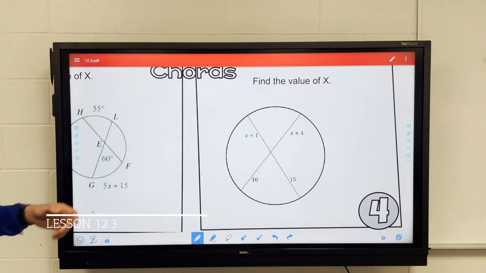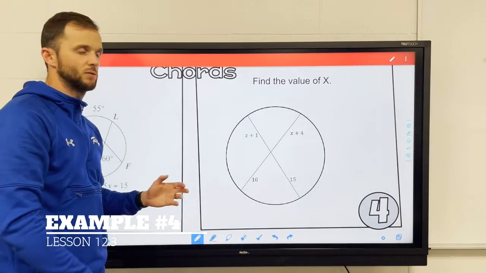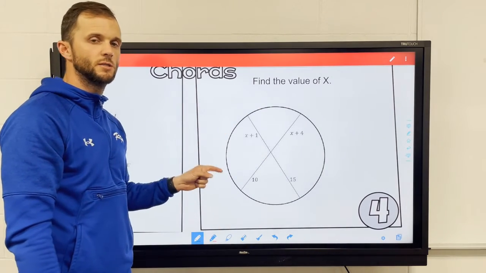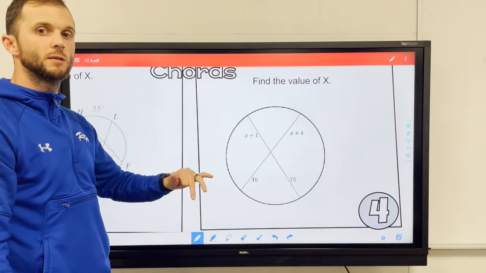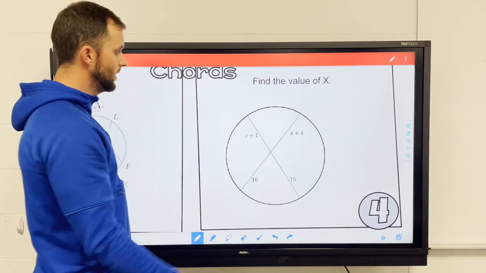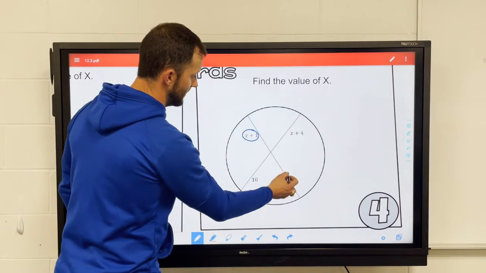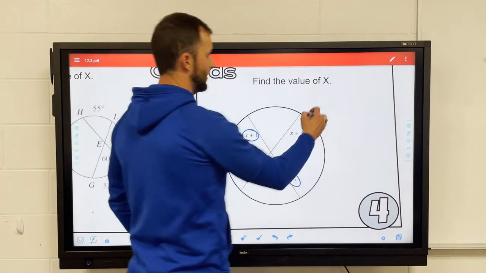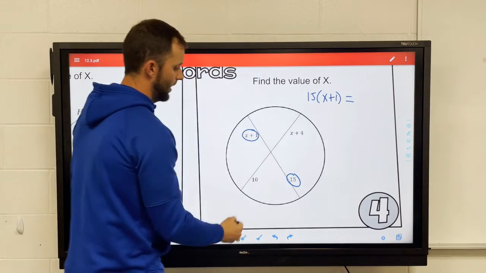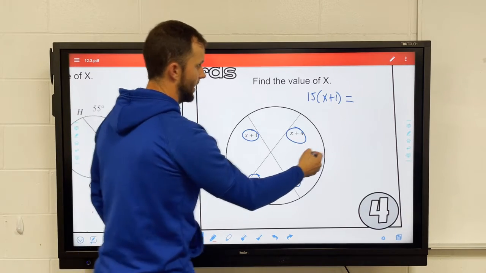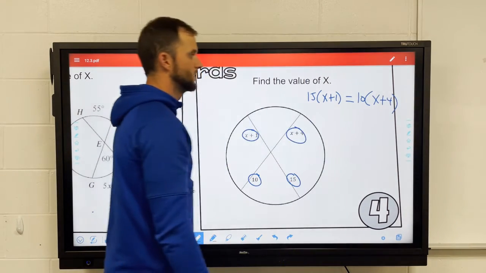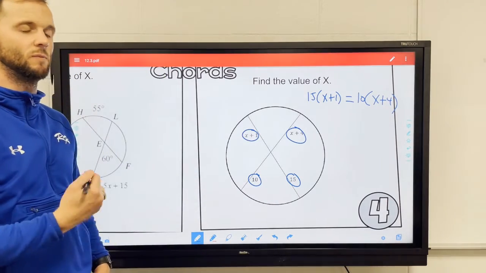Okay, so on our last example, it wants me to find the value of x. So if you look, I have two chords crossing each other. I know when two chords cross each other, the products of their segments when multiplied together are going to be equal to each other. So I know that this and this are on the same line. So I'm literally going to take 15 and multiply it by x plus 1. I know that this and this are on the same line. So I'm going to take 10 and multiply it by x plus 4. So the products of those two segments are going to be equal to each other.